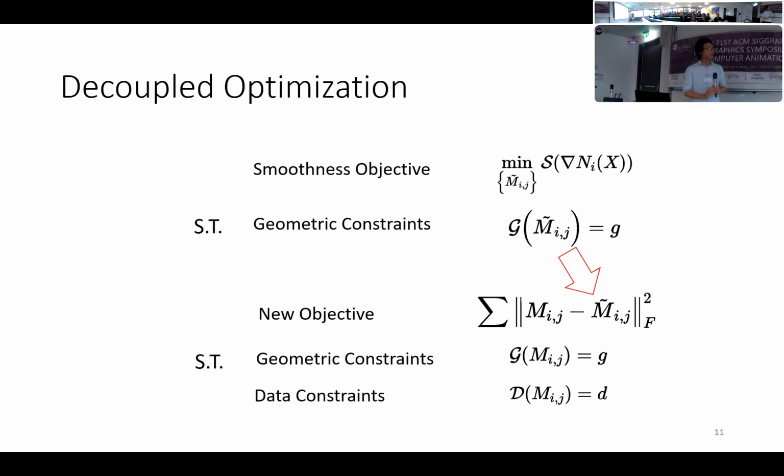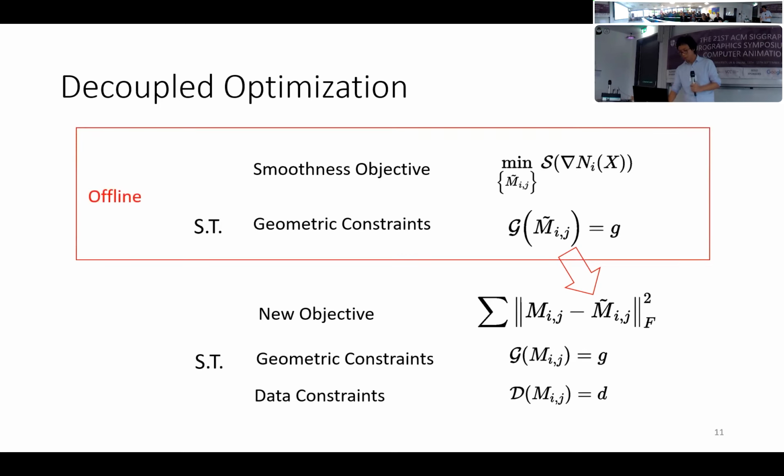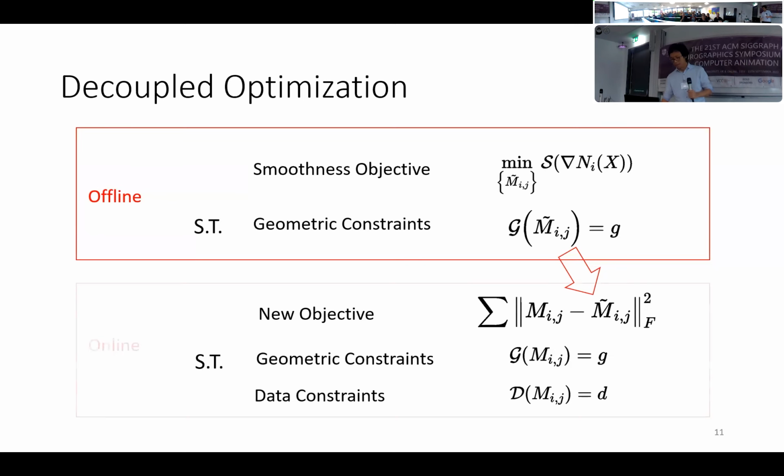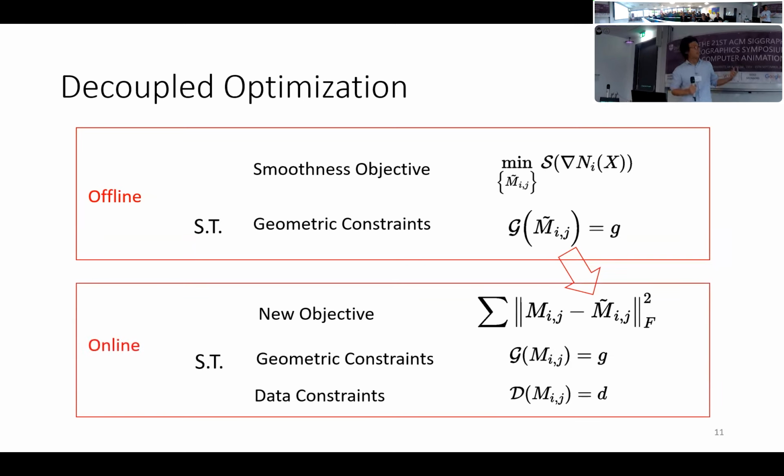Because the constraints for each individual fine node are independent, and with the Frobenius norm in our new objective, we can decouple the optimization. The first part of the optimization doesn't involve any data, so it can be done offline. And in the second part, you have some data inside the constraints, and you have to do it online.